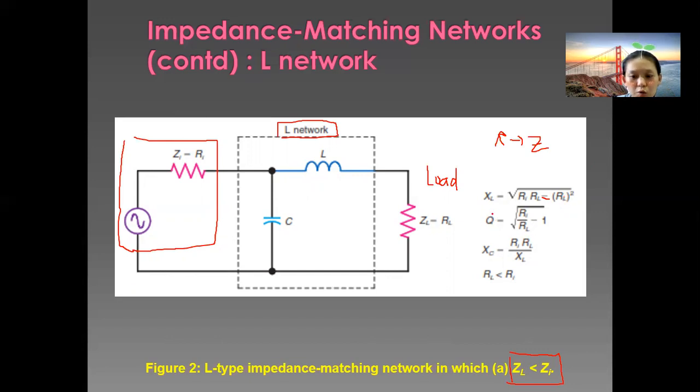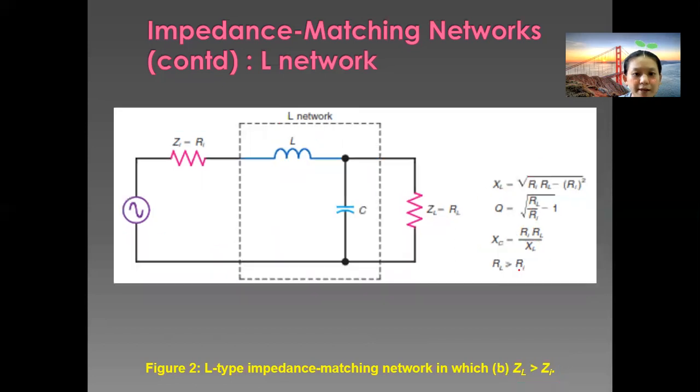We also calculate the Q, the quality factor. Q equals the square root of Rin divided by RL, which means our input source impedance divided by our load impedance, minus 1. Then from here, we can calculate XC, equals our input impedance multiplied by our load impedance divided by XL. So we must fulfill these conditions.